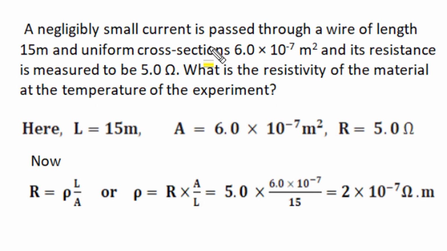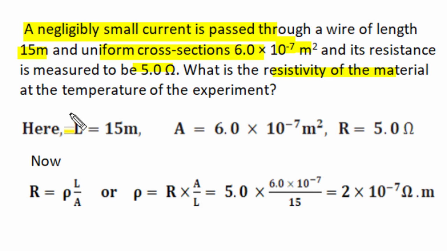This small numerical will explain the relation of resistance with resistivity and geometry parameters, R equals rho L by A. We are given that a small current is passing through a wire of length 15 meter of uniform cross section area 6 × 10^-7 meter square, and resistance is obtained by measurement of voltage and current as ratio 5 ohm. Now we have to find the resistivity of the material at the temperature at which these measurements are made.